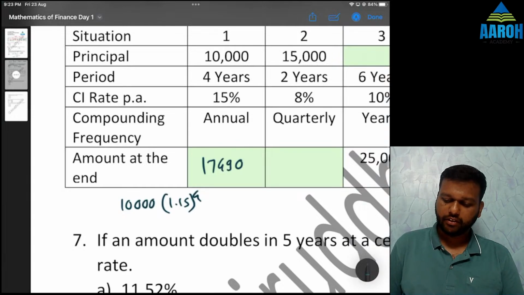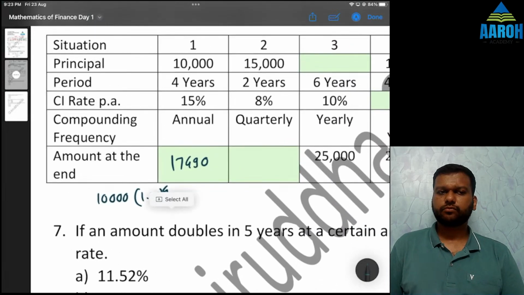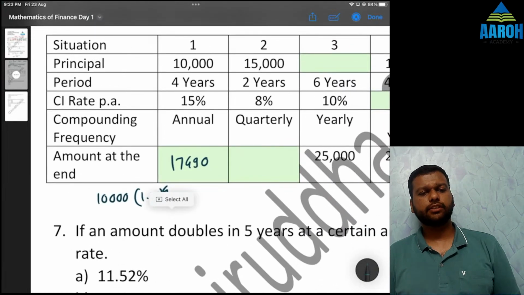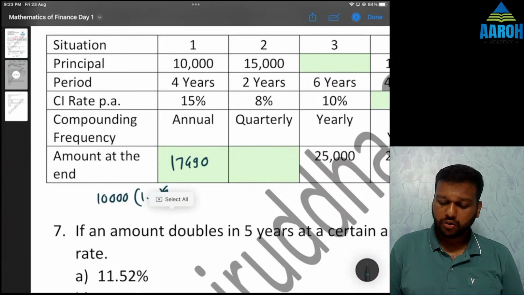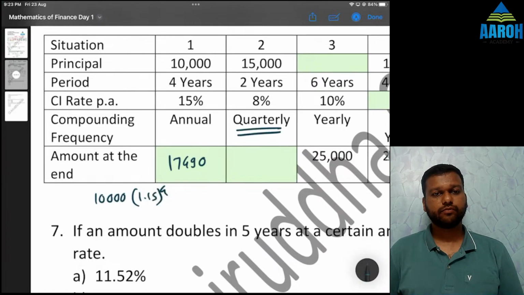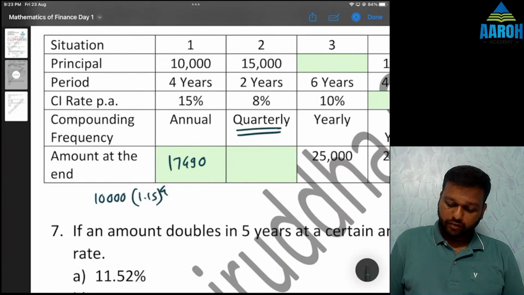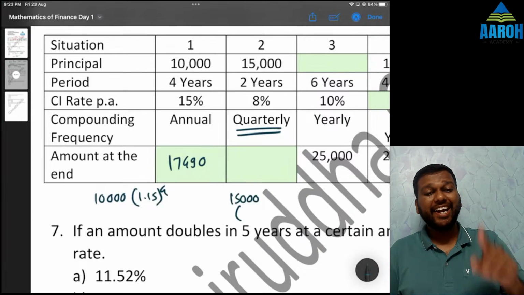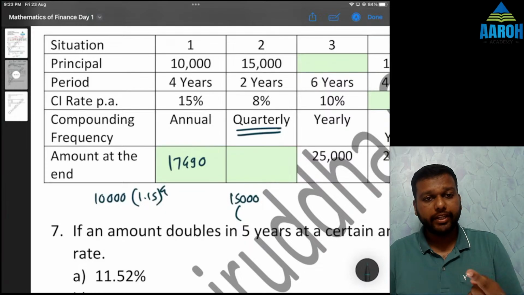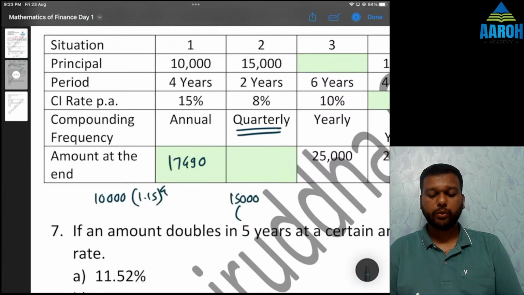17,490 is correct for the first one. Second one, let's see. 15,000, 2 years, 8% compound interest rate, quarterly compounding. Now we'll do 15,000 into. Now 8% is annual. In 1 year there are 4 quarters, so we'll do 8 divided by 4. 4 quarters are there, so 2% will be the interest rate.